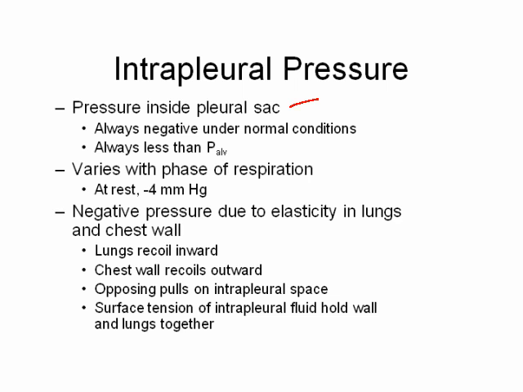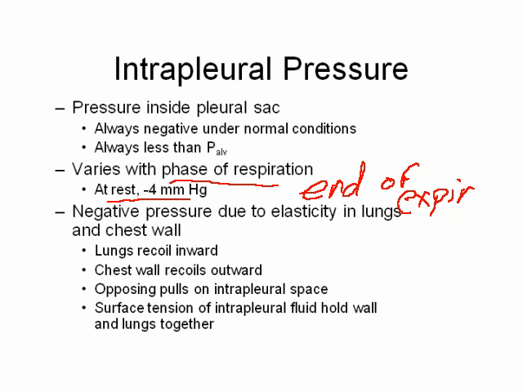Intrapleural pressure is the pressure inside the pleural sac. It's always negative under normal conditions, and that's because of the outward elastic recoil of the chest wall and the inward elastic recoil of the lung. That means it's always less than alveolar pressure as well. It varies during the phases of respiration. At rest, that is, at the end of expiration, it is about -4 millimeters of mercury.